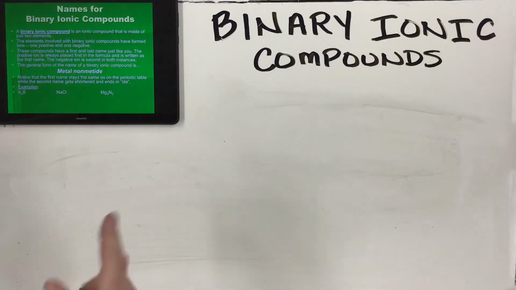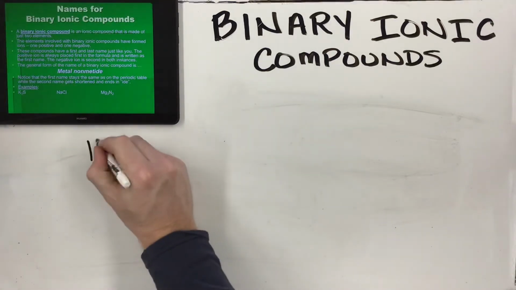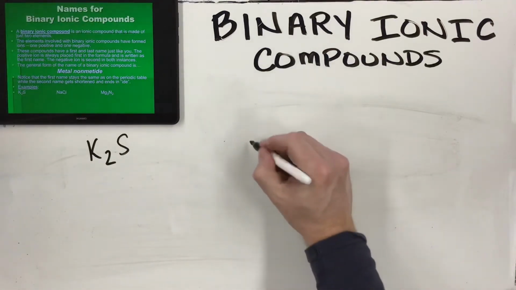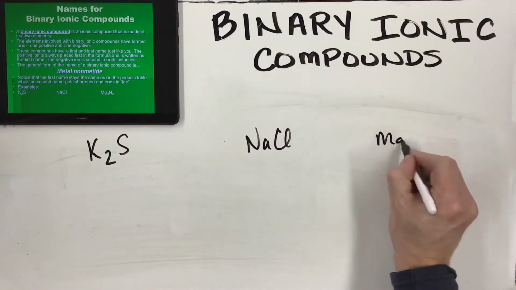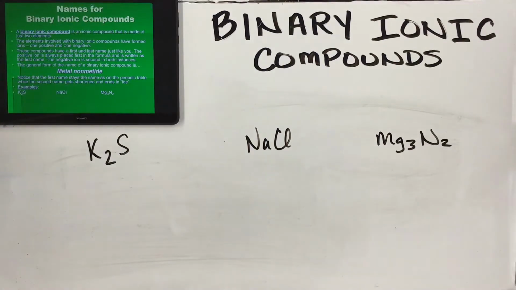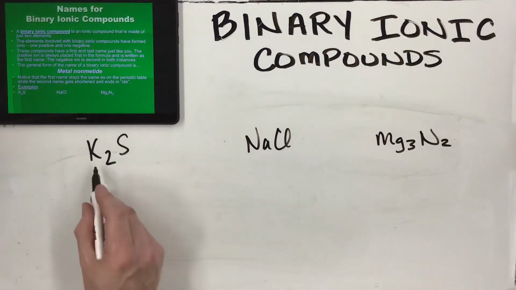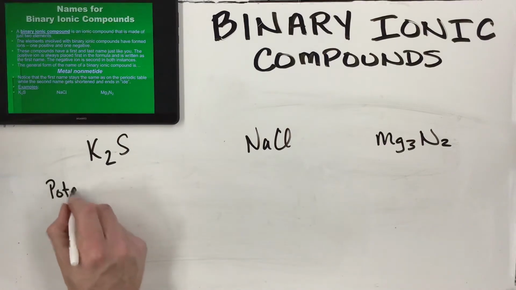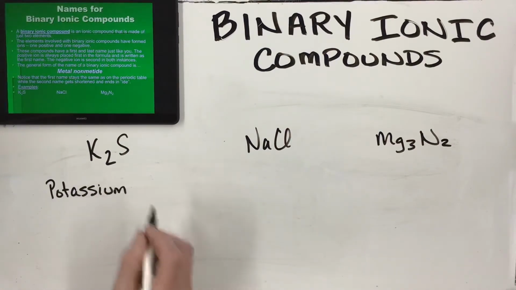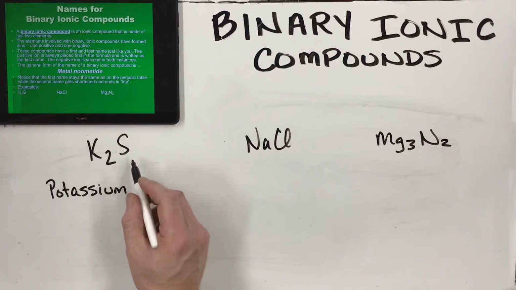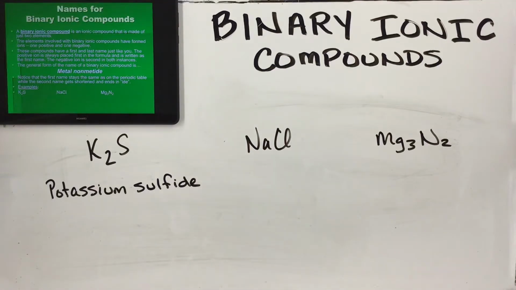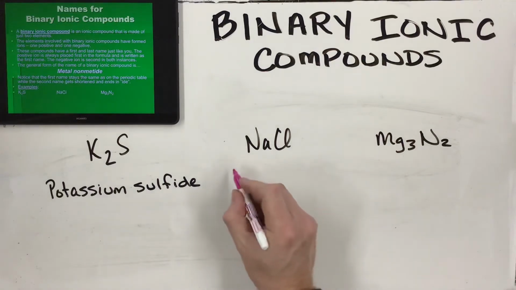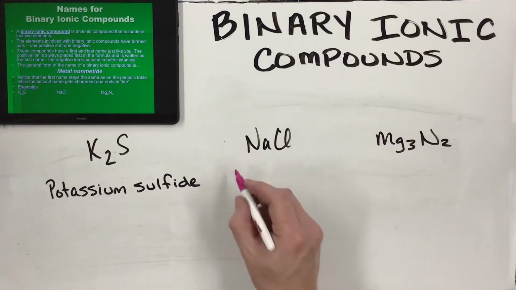So the examples on the slideshow, we've got K2S, NaCl, and Mg3N2. All right? K is potassium. I do not change that name. The name of the metal stays. Potassium. Sulfur. Sulfur is going to become sulfide. All right? I'll do sodium in a different one. So there's a different color so we can tell it apart.